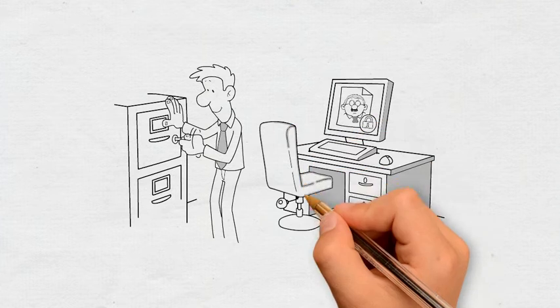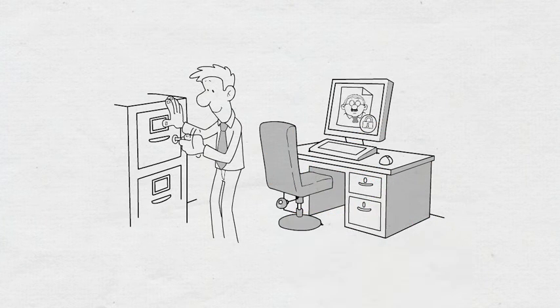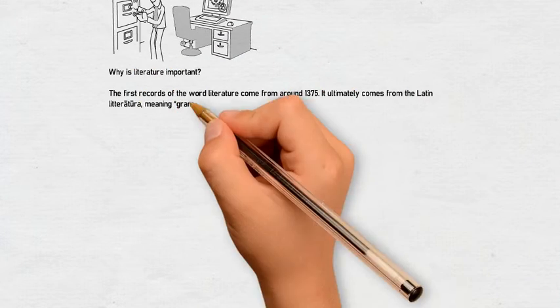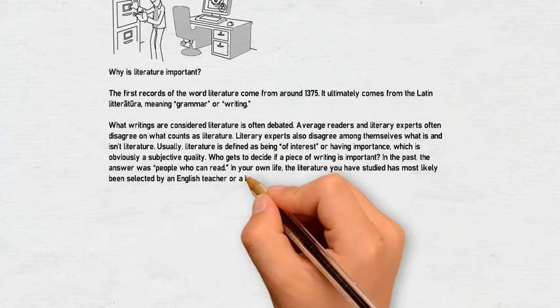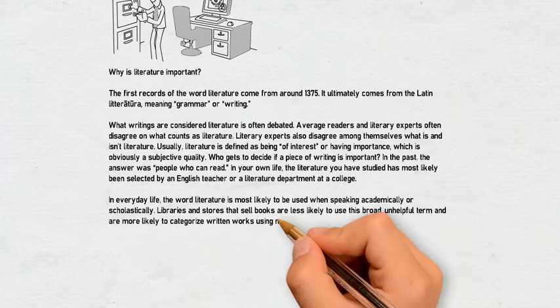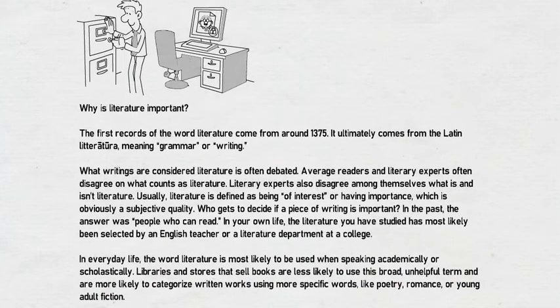Now we're going to discuss the second material of literature. That is, why is literature important? The first records of the word literature come from around 1375. It ultimately comes from the Latin literatura, meaning grammar or writing. What writings are considered literature is often debated. Average readers and literary experts often disagree on what counts as literature. Literary experts also disagree among themselves about what is and isn't literature.